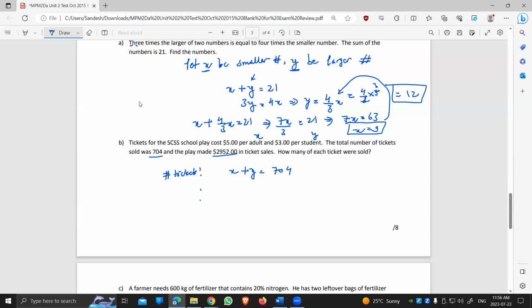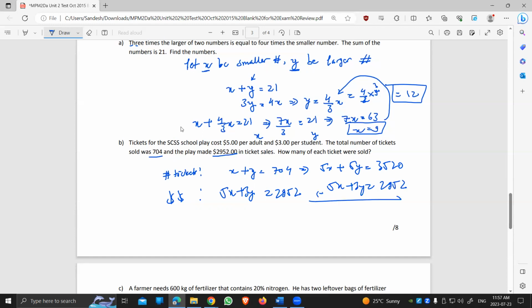The next equation will be the money equation. What's the equation here? We know it's going to add up to 29.52. 5x plus 3y is this. And we don't have to solve it, but this one probably elimination is easier. So how does that work? You multiply the top equation by 5 or 3, whichever variable you want to delete. So I want to delete the x, I'm going to multiply it by 5. So you get 3520 there. So you have 5x plus 3y is equal to 29.52.